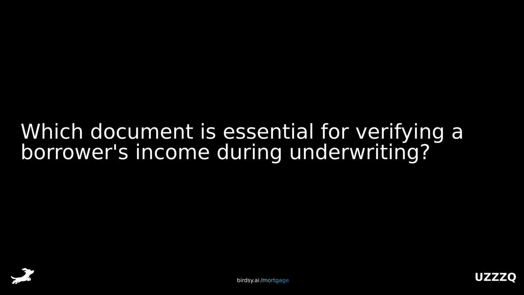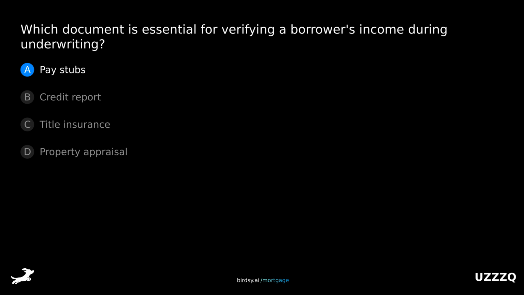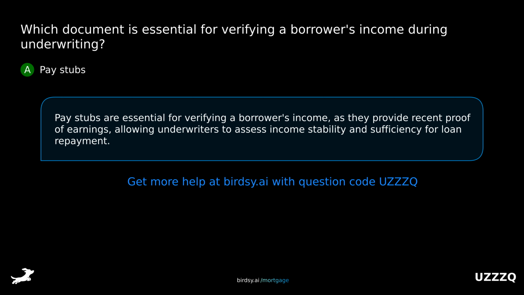Which document is essential for verifying a borrower's income during underwriting? Is it A, pay stubs, B, credit report, C, title insurance, or D, property appraisal? The answer is A, pay stubs. Pay stubs are essential for verifying a borrower's income, as they provide recent proof of earnings, allowing underwriters to assess income stability and sufficiency for loan repayment.